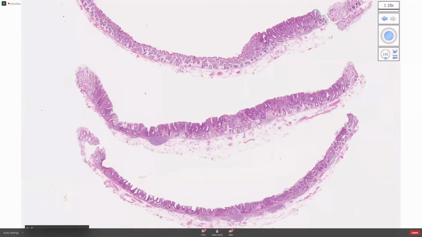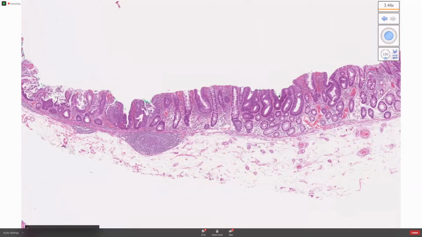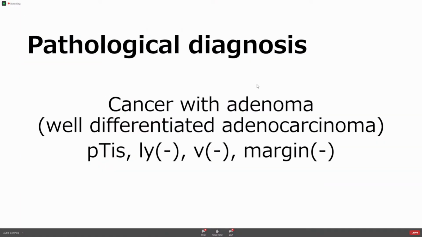This region was well differentiated adenocarcinoma with no submucosal invasion. In Japan, we diagnose this region as mucosal cancer. So the final diagnosis was cancer in adenoma, well differentiated carcinoma, pathological Tis, no vascular invasion, margin negative. Thank you for your attention.